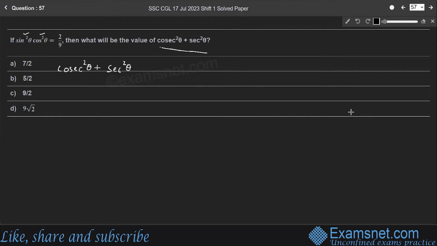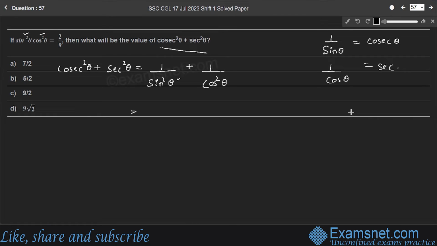Cosecant square theta plus secant square theta is equal to, so we know that 1 by sine is cosecant, right? So inverse of sine is cosecant. So 1 by sine theta is equal to cosec theta. Therefore, cosecant square theta can be written as 1 by sine square theta plus, so 1 by cos is secant. So inverse of cos is secant, right? Therefore, secant square theta can be written as 1 by cos square theta.